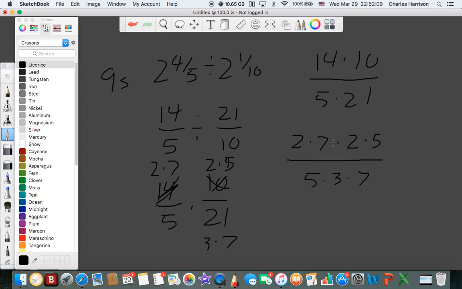And then what you want to do is start canceling out numbers that are shared on top and bottom. So 7 is on top and 7 is on bottom. 5 is on top and 5 is on bottom. So what we have left is two twos on top, and a 3 on bottom. Well, that makes 4 over 3. Now, I don't believe they want us to leave it in improper fraction form, so we need to change it to a mixed number.